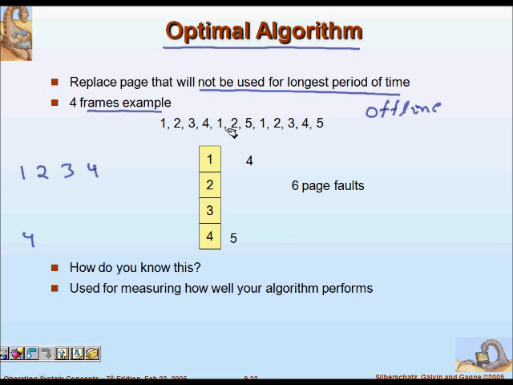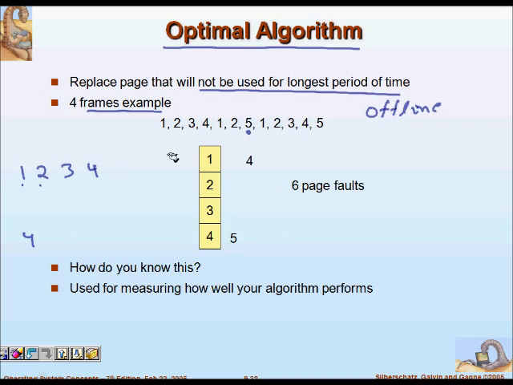So now I access 5. Okay, so 1, 2 are used, 5 I access. So what happens, let's try to see here. 5 is not there, so I have to do some replacement algorithm. So which one should I replace? Replace the page that will not be used for the longest period of time.